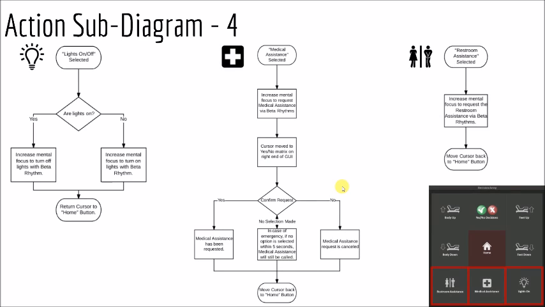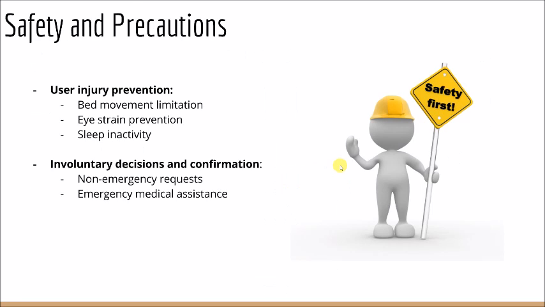To prevent user injury, there will be a limit to the angle that the user can adjust their bed. The patient will not be able to raise their bed more than 45 degrees from the ground. In addition, the BCI will stop the bed movement after a certain resistance force threshold is met. To prevent eye strain, the screen will go to sleep after 10 minutes of inactivity. To prevent accidental or unintentional selection, the BCI will ask the user for confirmation or cancellation when making a decision.